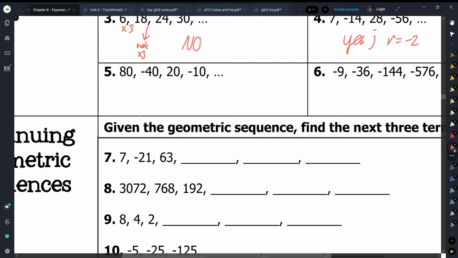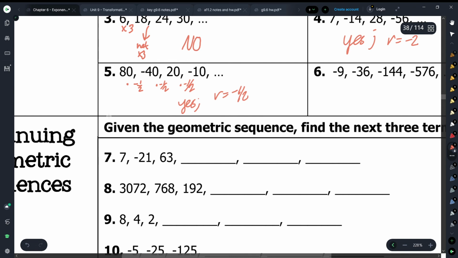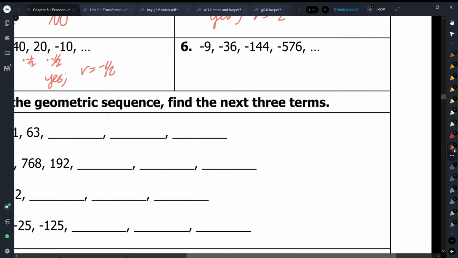Okay. This one. How about this would be times negative 1/2. Right. And then again, let's try times negative 1/2 as well. That would give us that again, times negative 1/2. Yes, so r is equal to negative 1/2. This is a geometric sequence. For this one, they're all negative, so we're going to be multiplying by a positive number. To get from negative 9 to negative 36, you multiply by 4. Is 36 times 4 144? It is. Check if 144 times 4 is 576. It is. So this is a geometric sequence with r being 4.